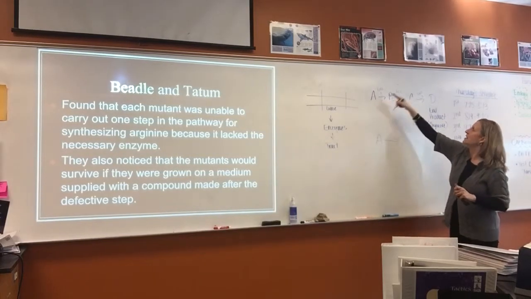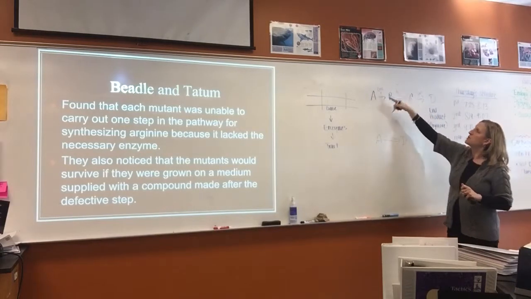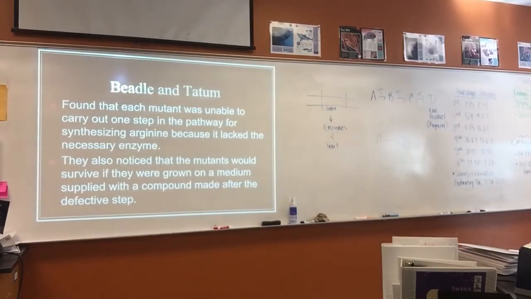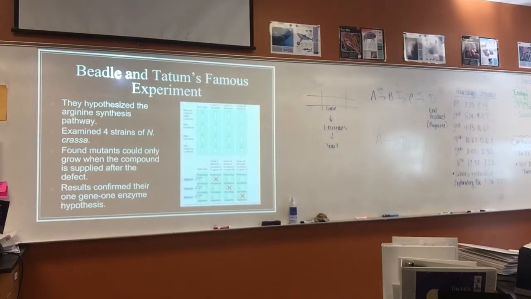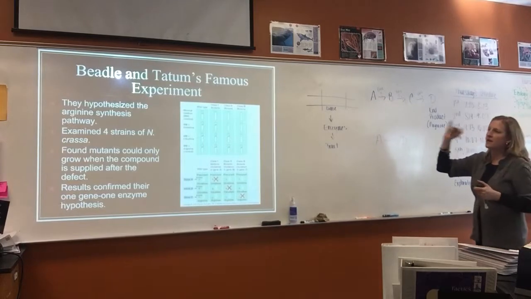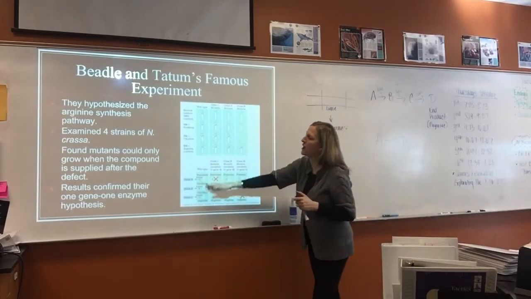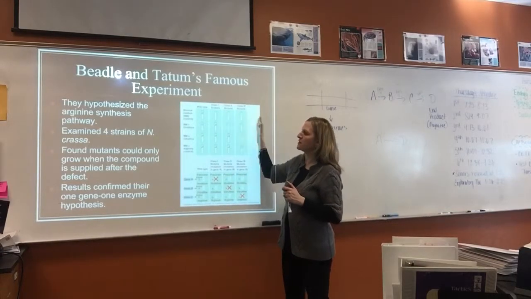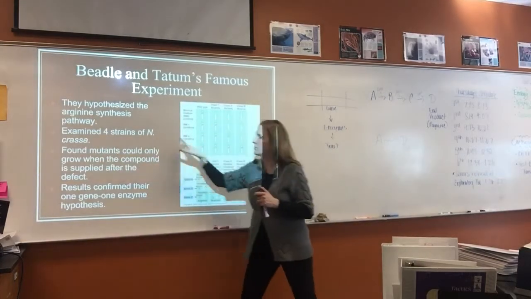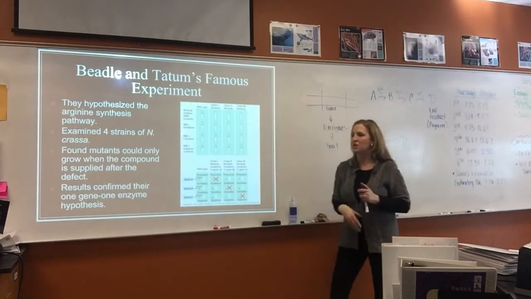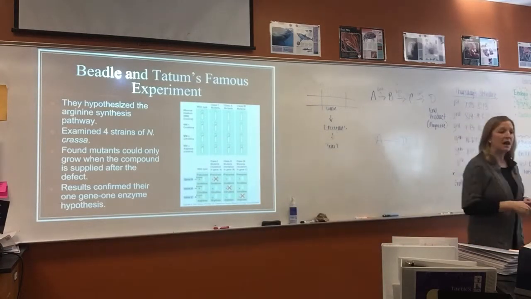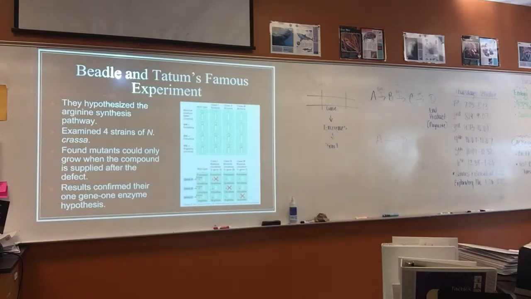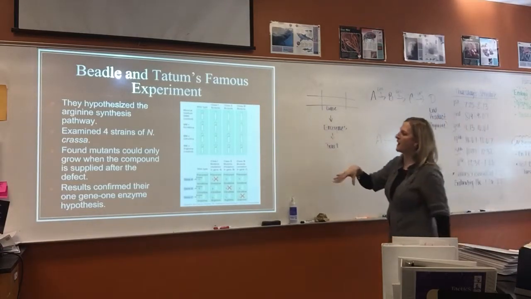So to get A converted to D, you need each one of these enzymes, okay? So what they found is this. They hypothesized about the arginine synthesis pathway. We'll look at it in just a second. They looked at 4 strains of the bread mold, N. crassa, and they found the mutants could only grow when the compound is supplied after the defect. And so this confirms their one gene, one enzyme hypothesis idea.